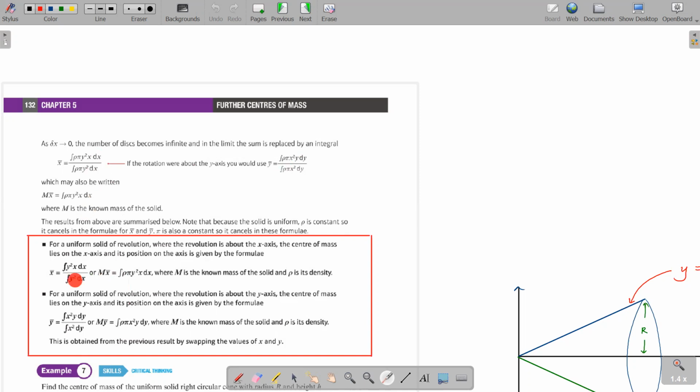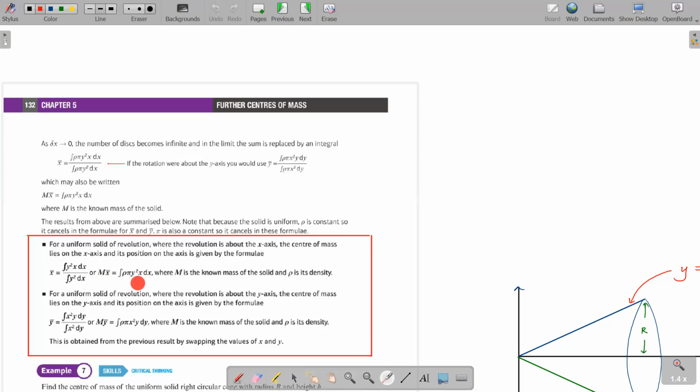So mainly what I want to focus on is this equation. You are directly allowed to use the equation, so that's why I'm directly going into this. So guys, over here, x bar is integration of y square x dx over integration of y square dx. Or they have given another formula for you: capital M x bar equals rho pi integration of y square x dx.